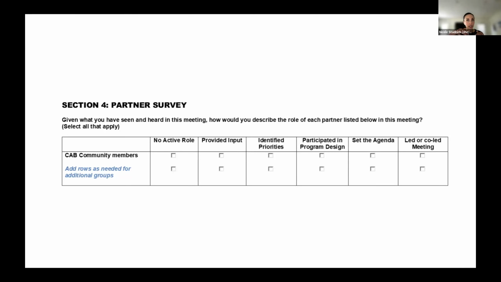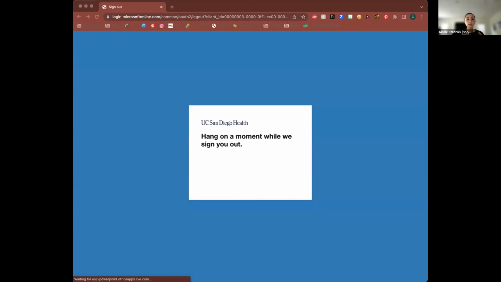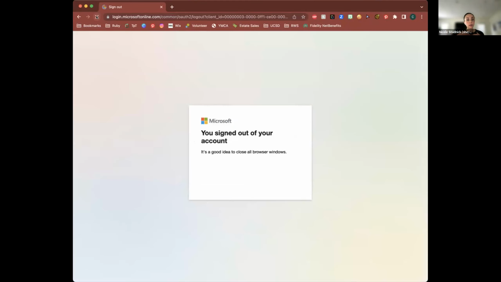The next part of the documentation form that we trained our documenters to use was simply their perception of a partner's role in that meeting. And they could have multiple roles. They could have no active role. Maybe they just listened. Oh, hang on a moment. Okay. Thank you, Carrie. So the partners could have no role, meaning that they maybe just listened. They were physically there, but didn't say anything or engage with others.